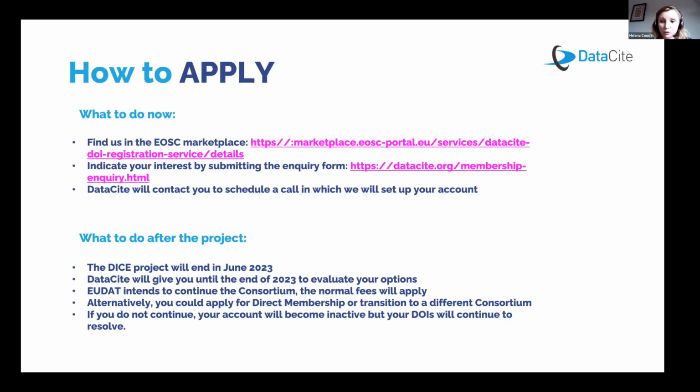It's also possible, if you really got into it, that you apply for your own direct membership, or if there's a national consortium you want to work with, it's also possible to transfer your repository account to that other consortium and to continue registering DOIs there. And if you do not want to continue, and of course we hope you will, because for persistent identifiers it's quite important that they're managed over time and not just left alone, then your account becomes inactive, but the DOIs continue to resolve.